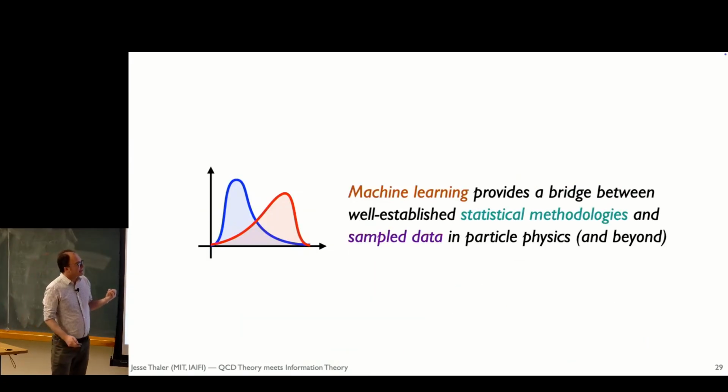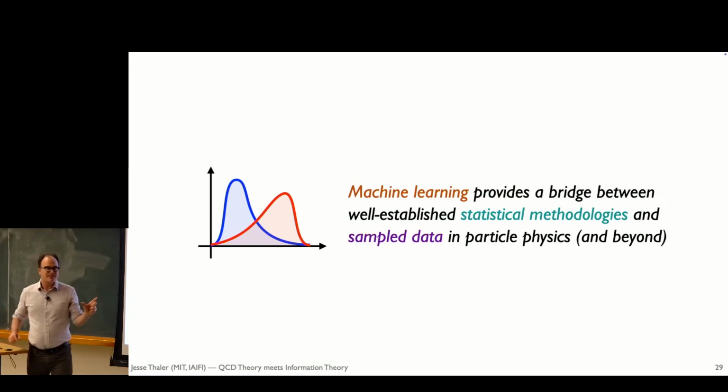OK, so machine learning provides a bridge between well-established statistical methodologies, things like relative entropy, KL divergence, and such, and sample data in particle physics and beyond. And that's the thing we're taking advantage of, that you have this ability to, even if you don't have analytic distributions, sampled information is enough in order to combine things together.